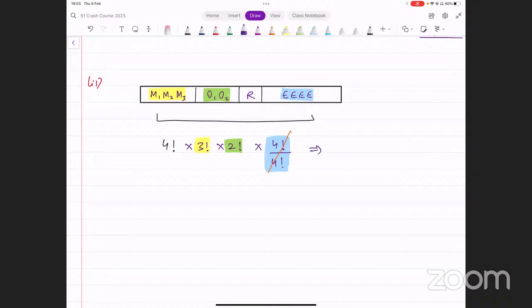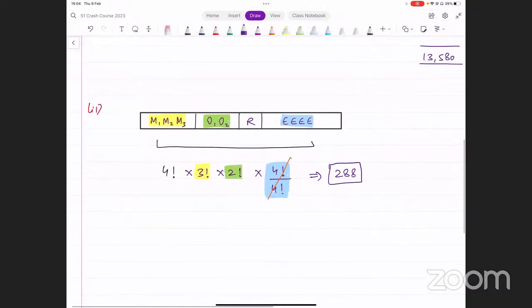4 factorial into 3 factorial into 2 factorial. That's 24 times 6 into 2. That should be 500 something. Let me just check. No, 24 into 6 into 2, not 500. 24 into 12. Yeah, so that's 288. Okay, so that's the result that we get from the second part. That's the total number of arrangements given this condition is met.